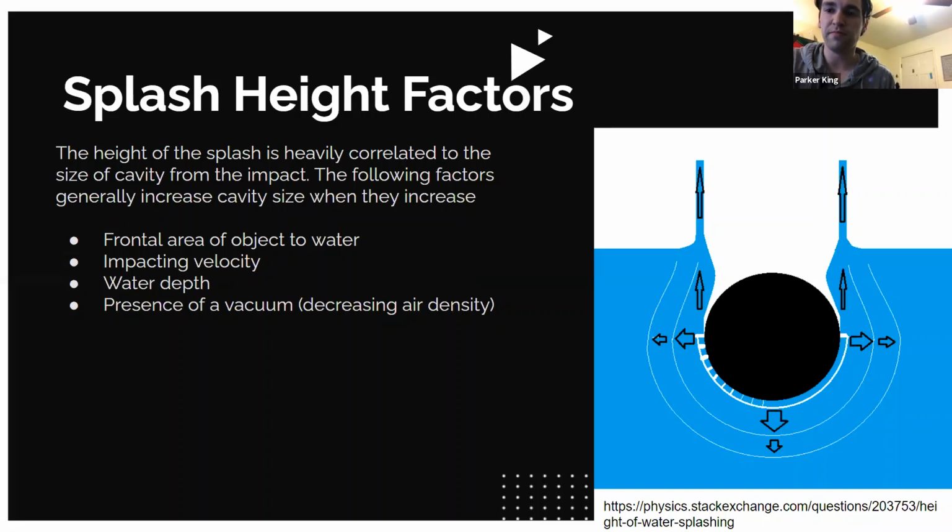Also, the water depth is important to the splash, because if the water depth is not as deep as the cavity from the impact is, then the splash will not be as large as it could be. So you will not get as much height out of the splash. But if the water is deeper than this cavity, it doesn't affect the splash much anymore. Also, as talked about before, decreasing the air density will cause there to be a bigger splash as well.